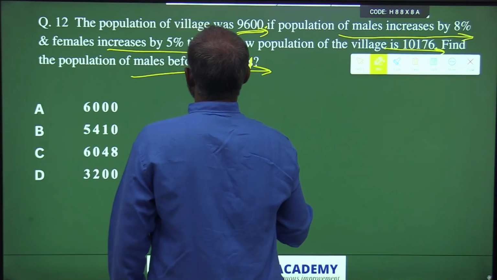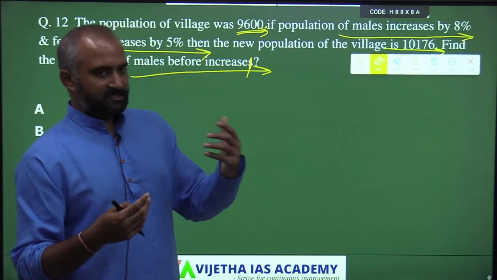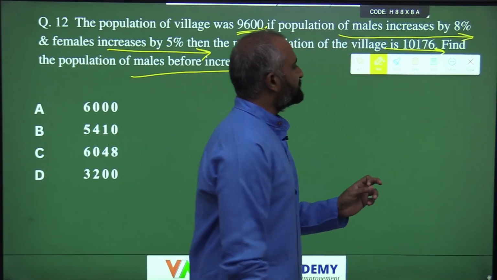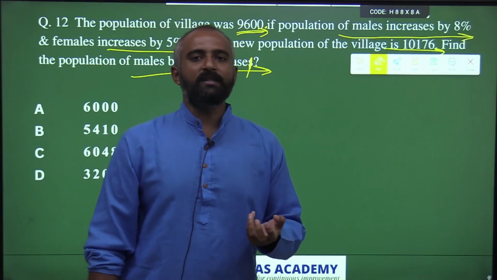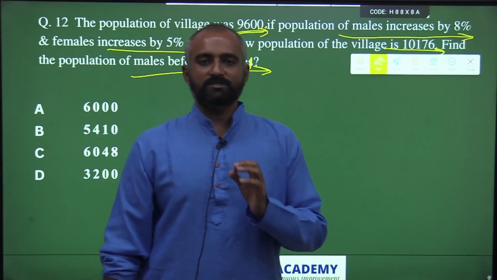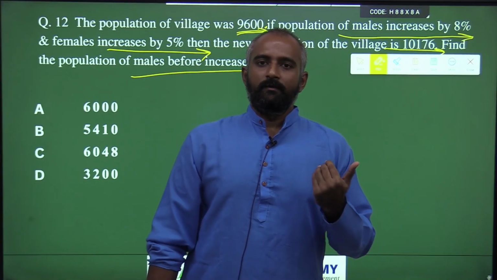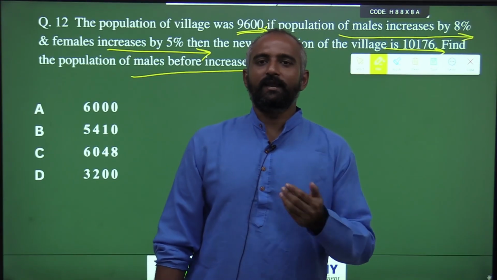Okay. So there was a village which contains males and females. Males increased by some percent, females increased by some percent, and it has resulted in a final population. And he has asked what is the number of males before increase. Okay. Pause the video and try to solve the question by yourself. We'll deal with the solution in a few seconds, and then you can compare with mine.